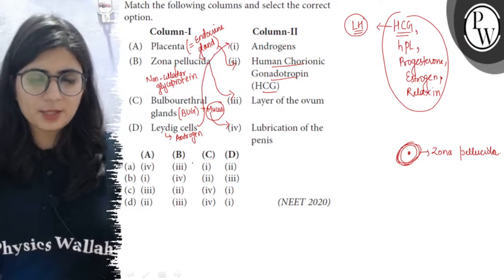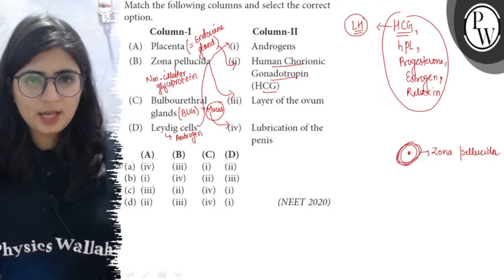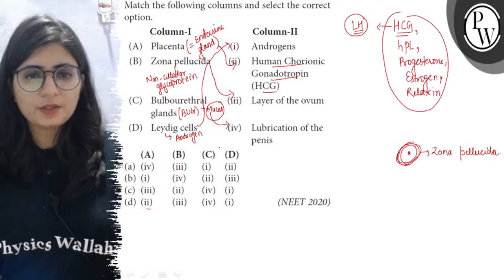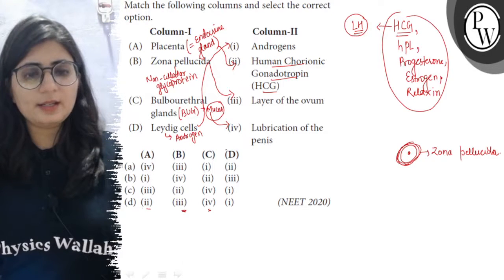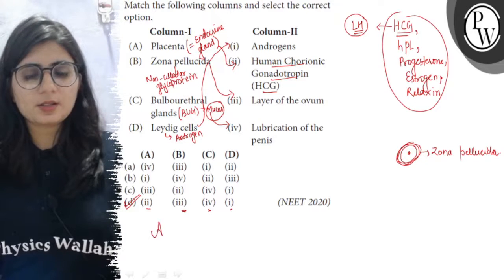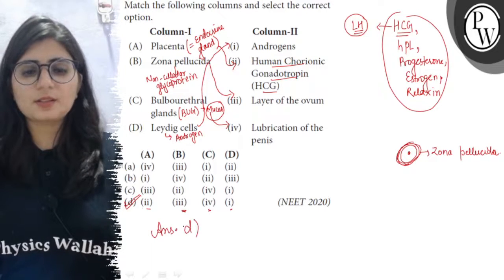So from these statements now it is clear that A with 2, B with 3, C with 4 and D with 1. So the correct match here is option D. So the answer of this question is option D.